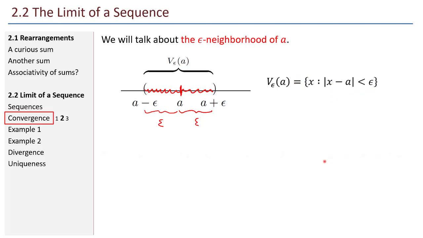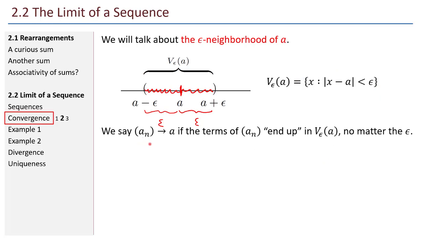The idea of convergence is that we say the sequence converges to a if the terms of the sequence end up in that epsilon neighborhood, no matter how small we make epsilon. For any epsilon, I can make an epsilon neighborhood, and eventually all the ending terms of my sequence end up in that epsilon neighborhood.